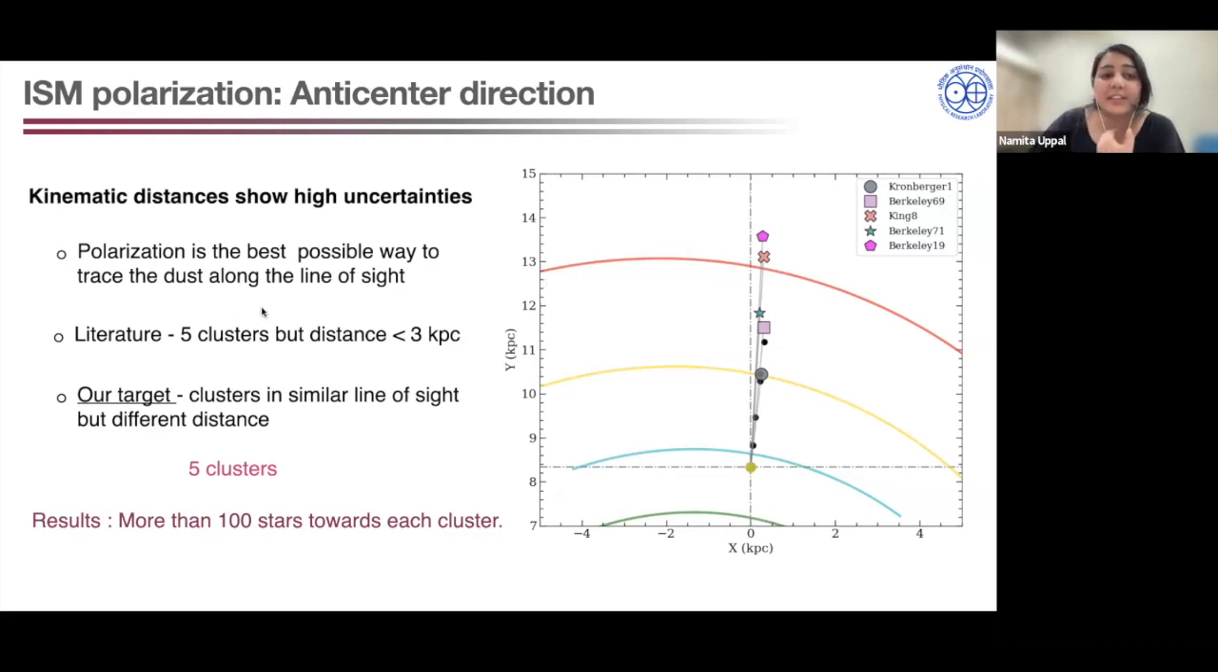So we have observed 5 clusters that are present at different distances, and there was already observation of 5 clusters that are at nearer distances.